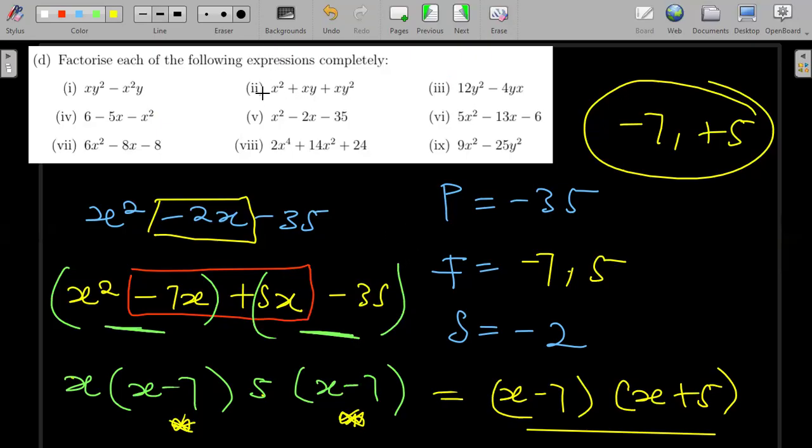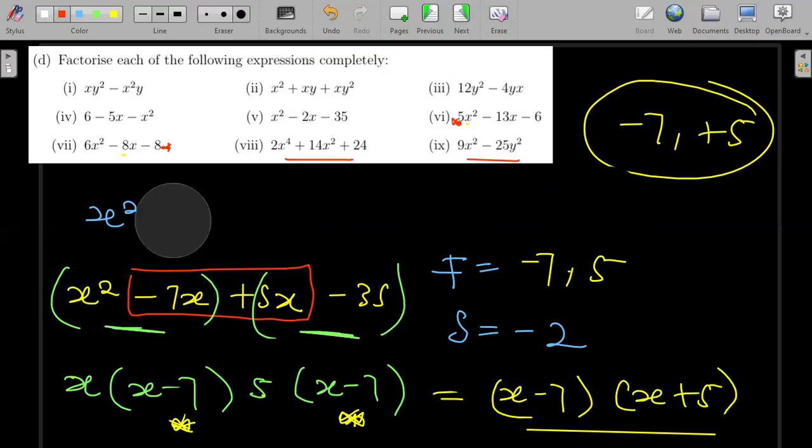Okay, so I think even this one is a quadratic equation. Even this one is a quadratic. So I can leave this one for you to try. Even this one you can try. And then let's try to solve this one and that one.